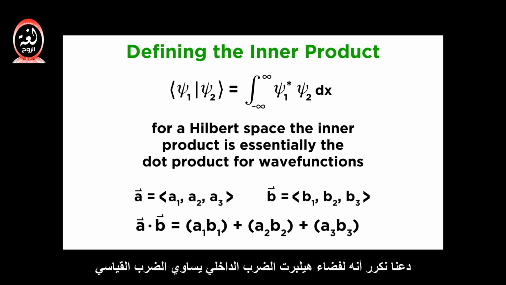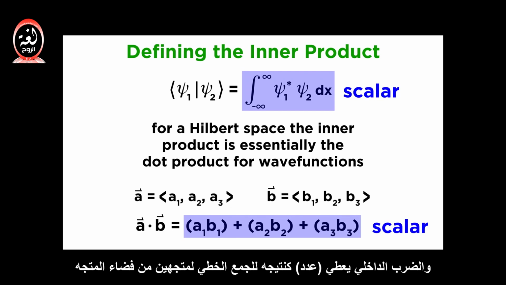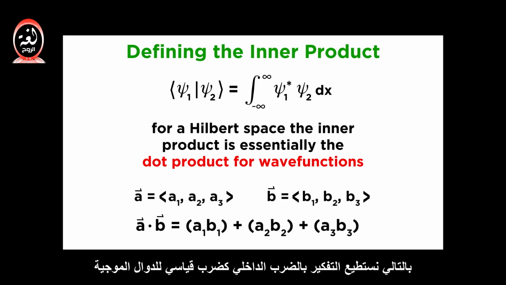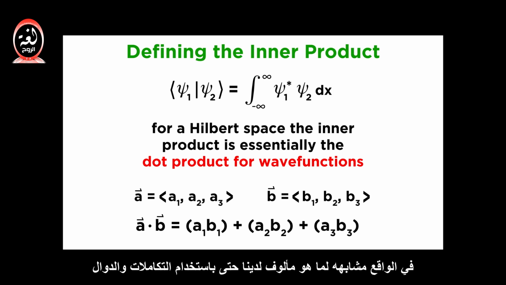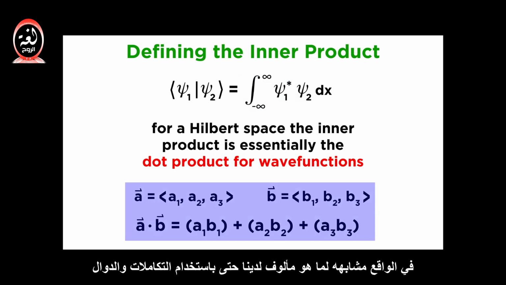Let us reiterate that for a Hilbert space, the inner product is equivalent to the dot product, and inner products give a scalar as the result of the combination of two vectors from a vector space. So we can pretty much think of the inner product as the dot product for wave functions. The way we are using the dot product in this context is indeed the same as what we are familiar with, even though we are using integrals and functions rather than sums and vectors.